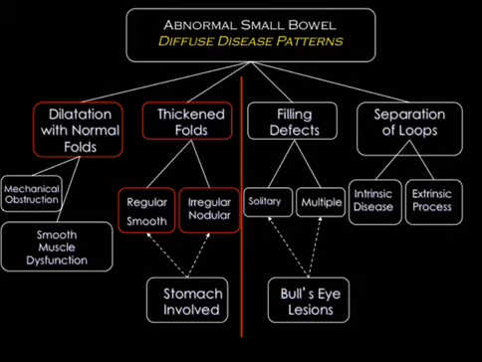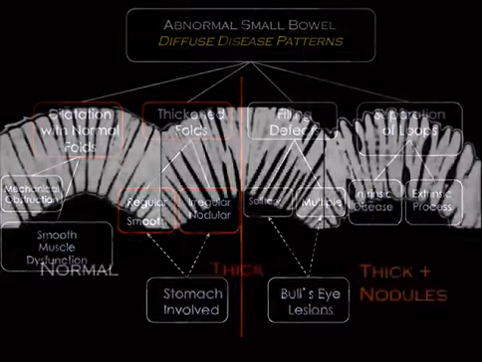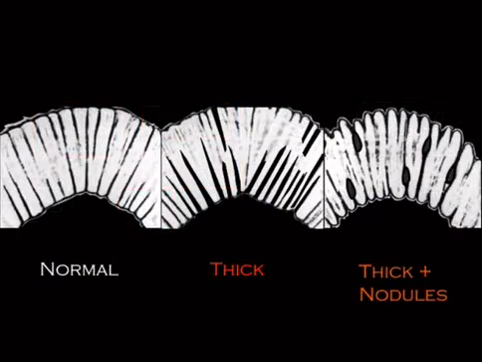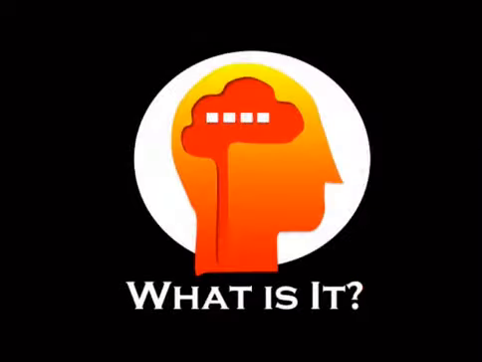So let's talk about fold thickening first. There's 3 different major patterns of folds that you can have. You can have normal fold thickness, you can have thickened folds, or you can have thickened folds that aren't smooth, they're instead nodular. And each one of these has a separate differential, and I'm going to go through it and try to explain it in a way that it can be remembered. So let's look at this first case.